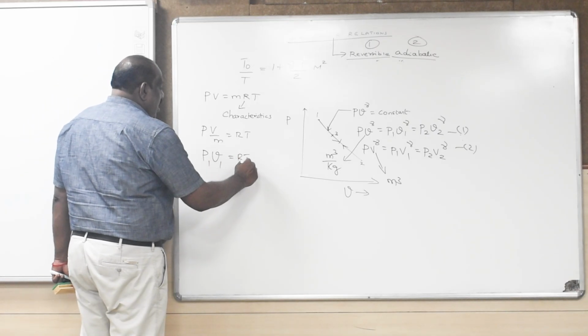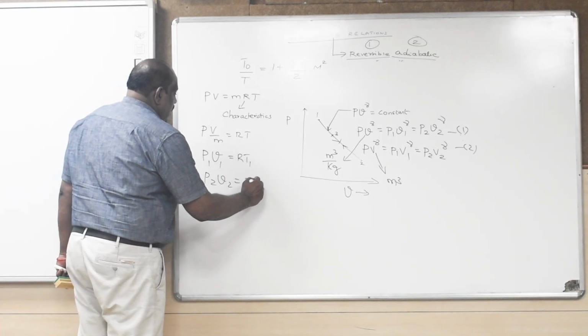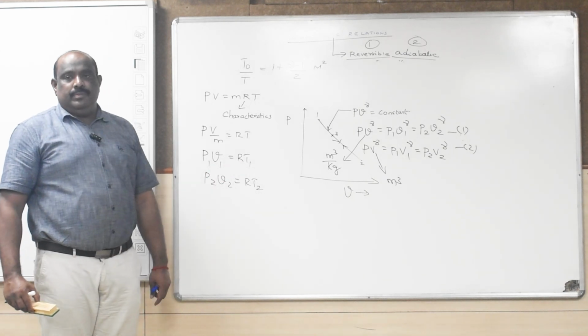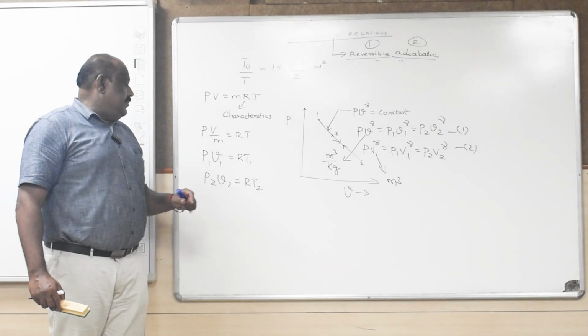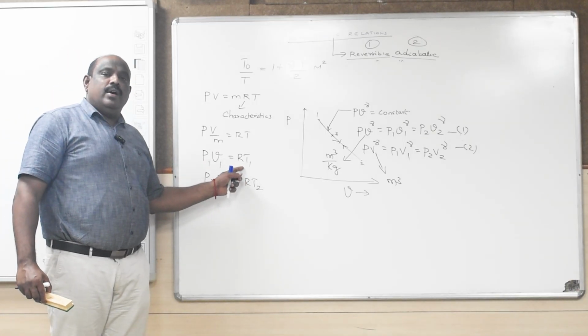Now from this what I want to tell you? P1 v1 equal to RT1, P2 v2 equal to RT2. Now my question will be, why not R1 and R2? Can you tell why it is not R1 and R2? Yes, this is because both are the same working fluid. So there is no R1 and R2.